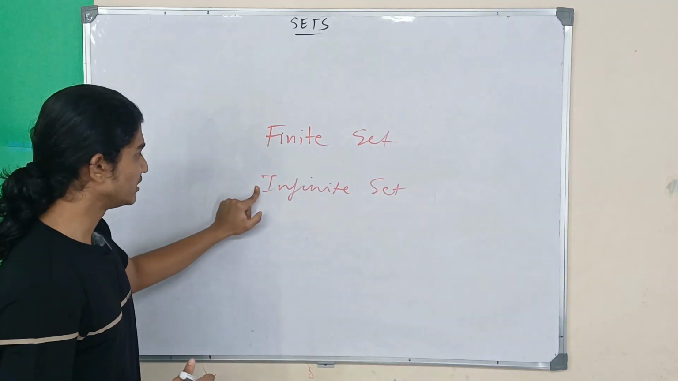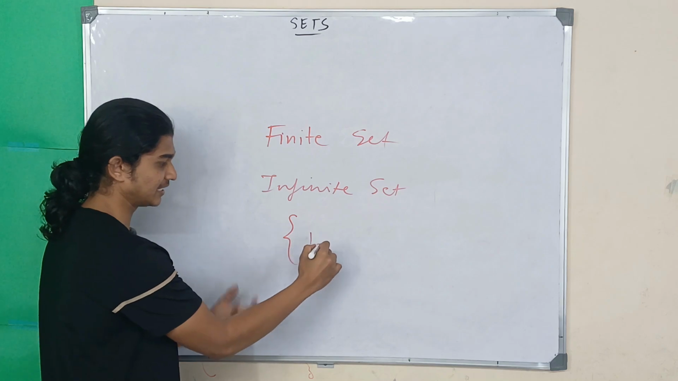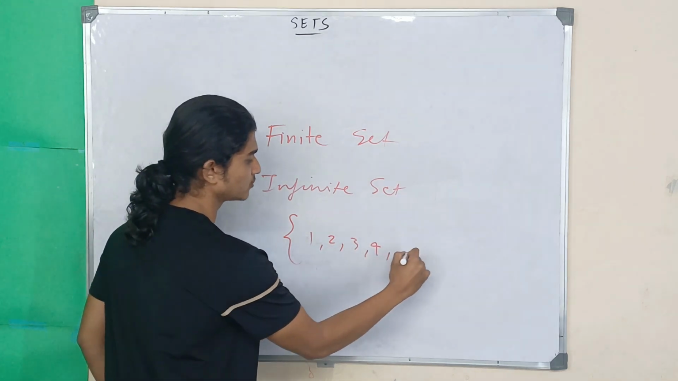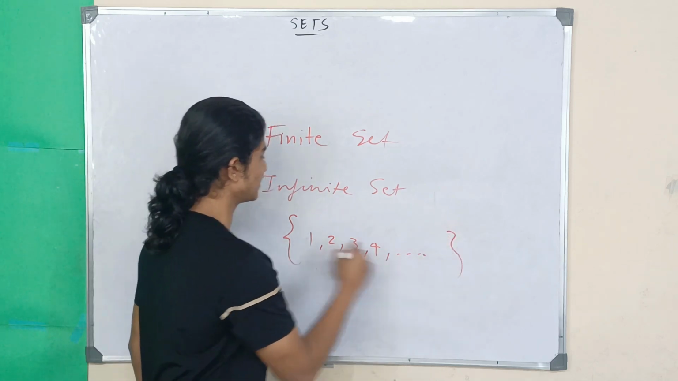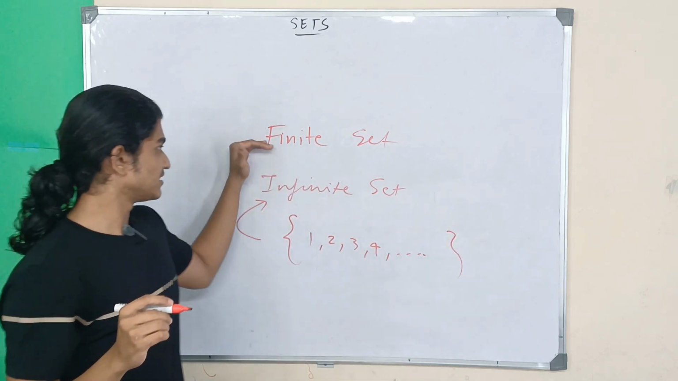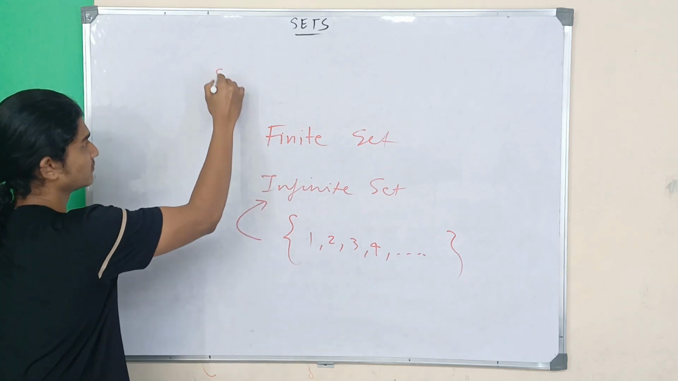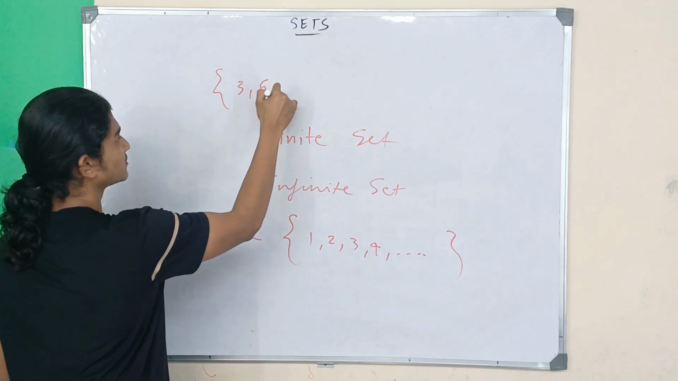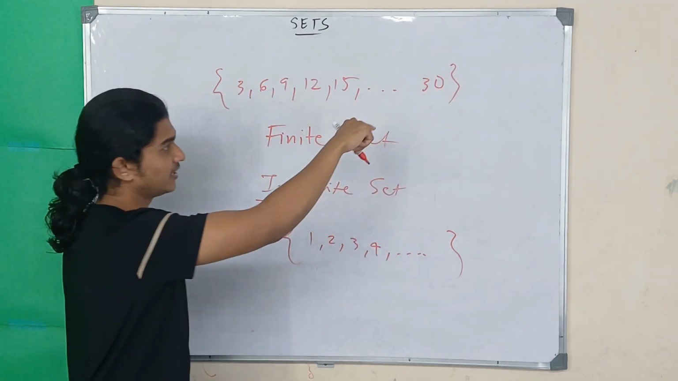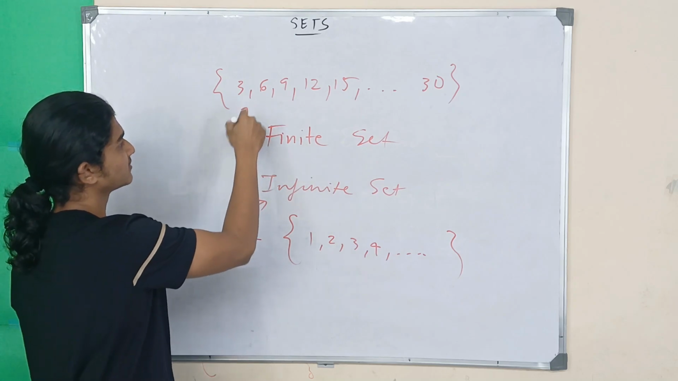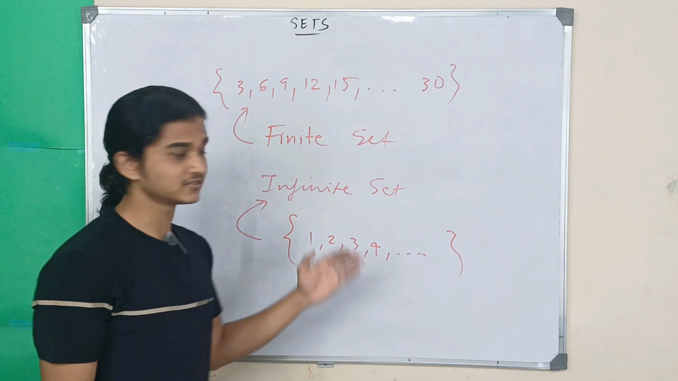For example, for an infinite set, I can say the set of all natural numbers. All natural numbers start from 1, 2, 3, 4, and so on. The number of elements here goes up to infinity, so you can't count them. So you can categorize this as an infinite set. For the example of a finite set, I can say the set of the first 10 multiples of 3. First 10 multiples of 3 are 3, 6, 9, 12, 15, and so on up to 30. Here you have a finite number of elements, so I can categorize this as a finite set. Whereas there we have an infinite number of elements, so that's why we categorize that as an infinite set.